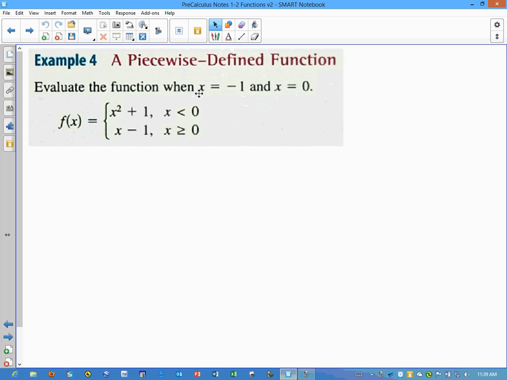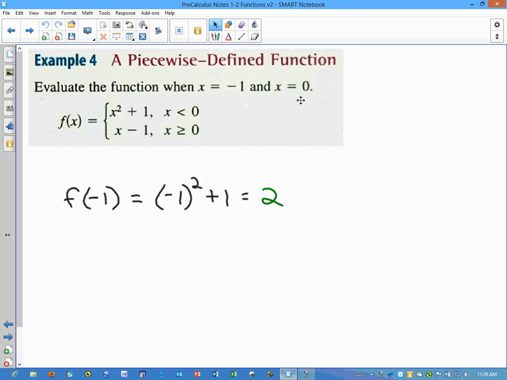So the question here is evaluate the function when x equals -1 and when x equals 0. The easiest way to do these: if we want f of -1, then you take your input and first look at your intervals. Which interval contains this input? So -1 is less than 0, so it would correspond to this rule. So this is the rule that we substitute the -1 in. And remember, always use a parenthesis when you substitute in, because now we can see it. This one is -1 times -1, which is a positive 1, plus 1 is 2. So f of -1 is 2.